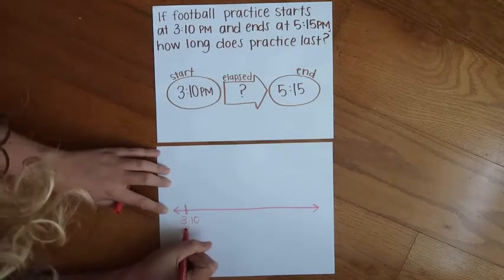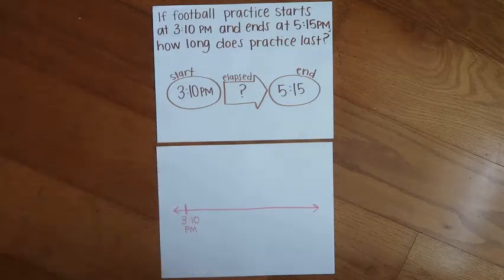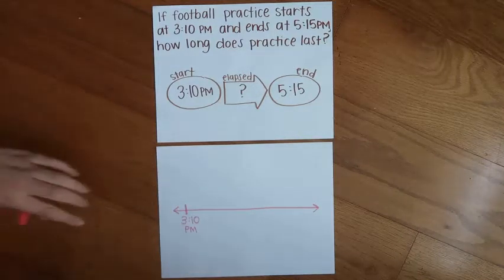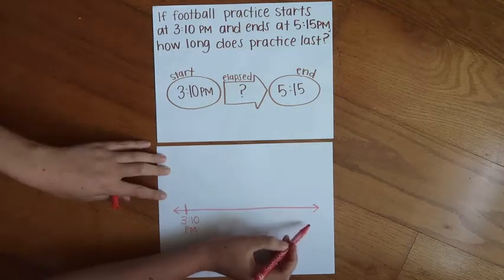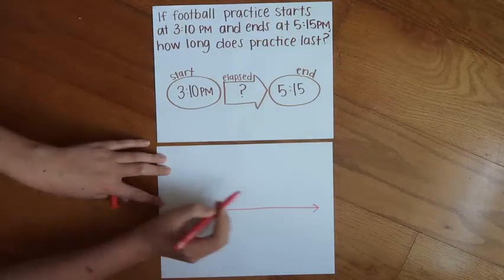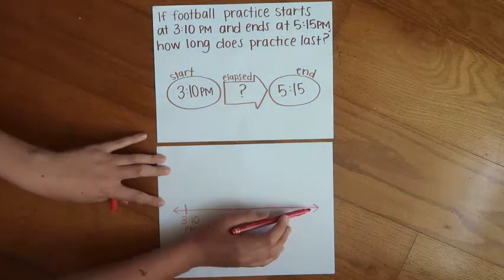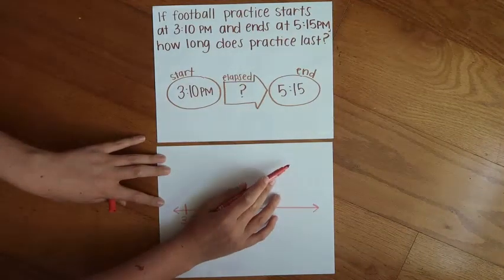3:10 p.m. Okay, and now I have to get all the way to 5:15 at the end. I could write 5:15 here. I don't like to do that because my work doesn't always line up perfectly with it. And so I'm just going to keep in mind that I need to stop as soon as I get to 5:15.